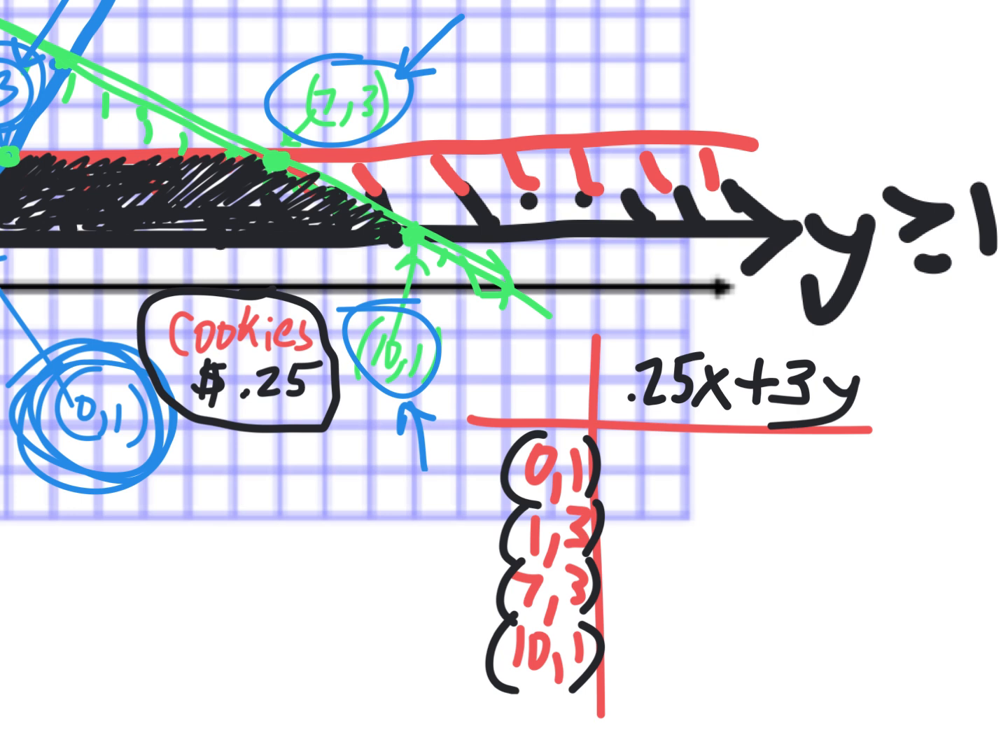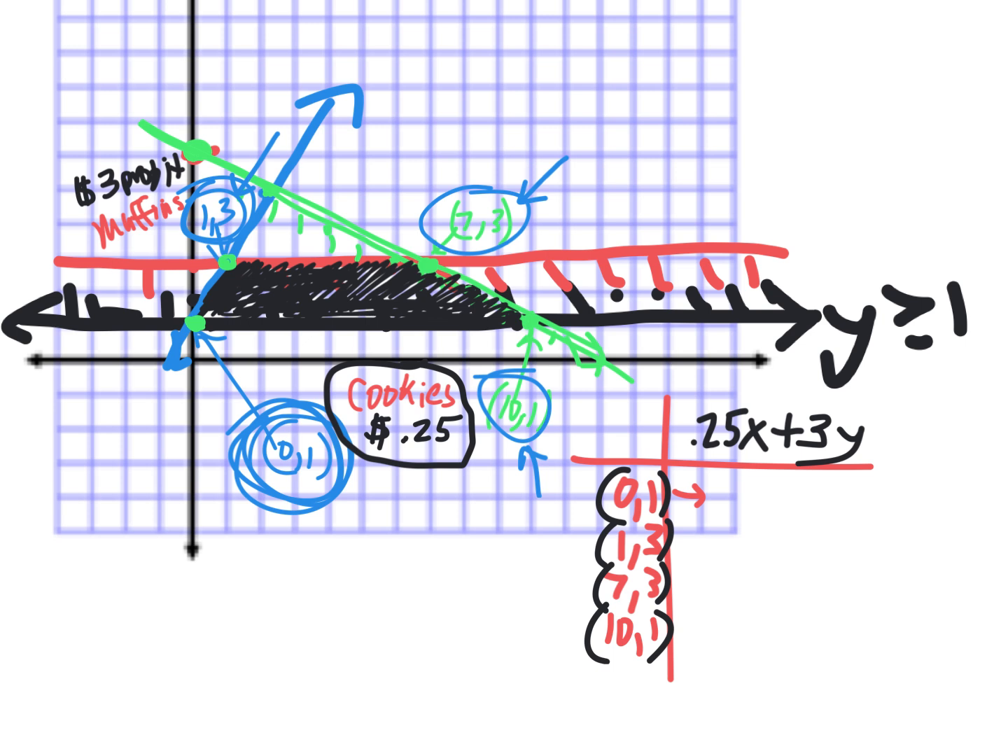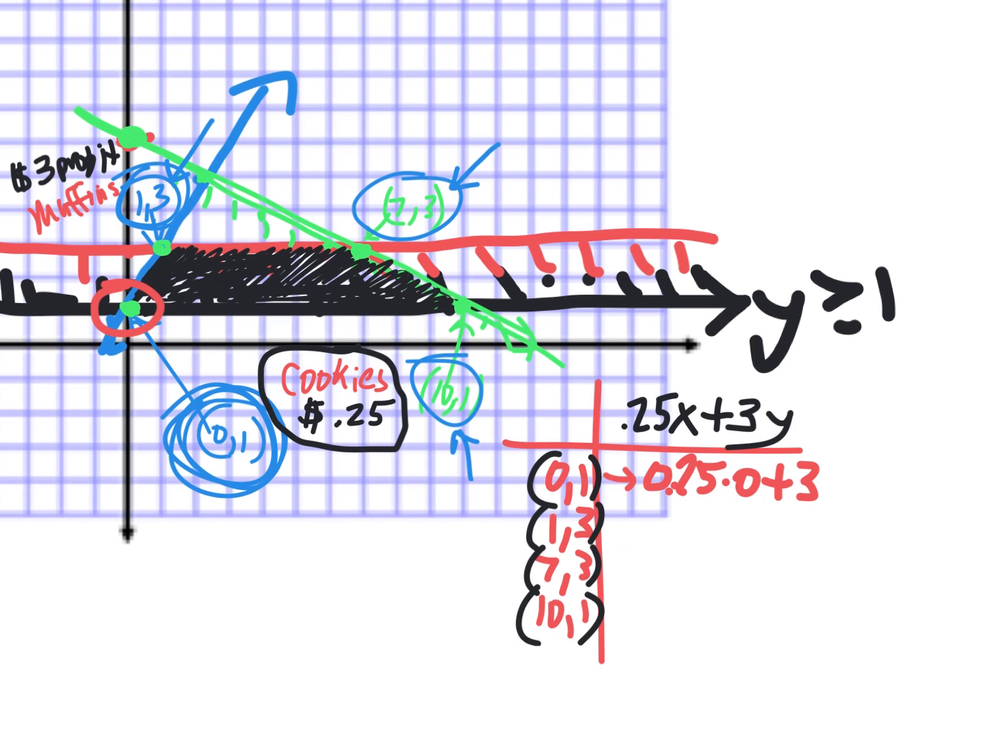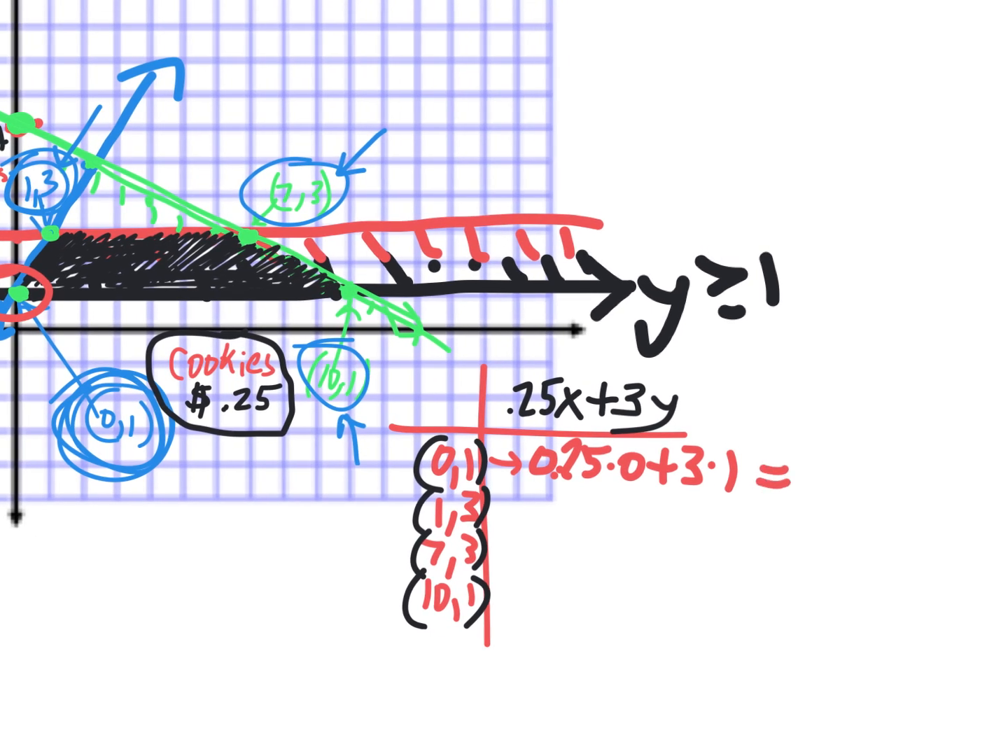Sounds really scary. All it is is figuring out how much I get for each X and how much I get for each Y. Now I'm going to figure out, if we do this combo right here, 0, 1, it's one that's in the feasible region, and I already told you the corners, the vertices, are where you're going to get your answers. 0, 1 would get me 0.25 times 0 plus 3 times the Y, which is 1. That adds up to 3. Do you think that's going to be our max profit? Probably not.